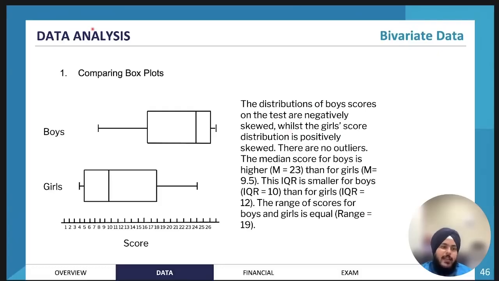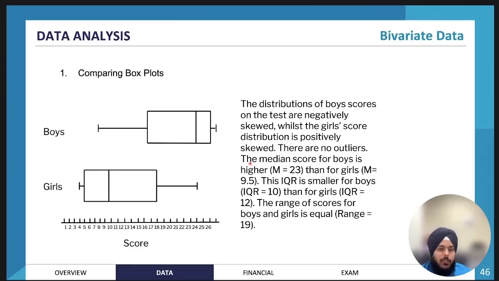Okay, here is a sample response when we're comparing box plots. First, we have described the distributions. How does the shape of the distributions vary? For boys, we have said that the distribution is negatively skewed, whereas for the girls, it is positively skewed. You're just describing the shapes and comparing them. Then you need to talk about the outliers. Even if there are no outliers, you still need to mention that there are no outliers. A lot of people forget this; they just don't mention it at all.